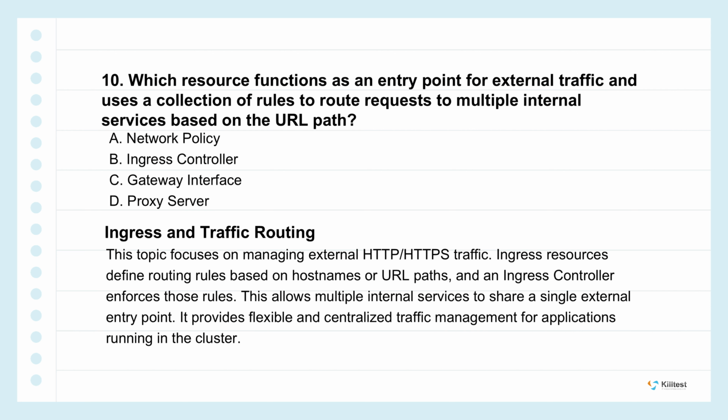Which sets us up perfectly for question 10. This is the solution to that bankruptcy problem. The scenario is, which resource functions as an entry point for external traffic and uses a collection of rules to route requests to multiple internal services based on the URL path? And the options are? A, network policy. B, ingress controller. C, gateway interface. D, proxy server. It is B, the ingress controller.